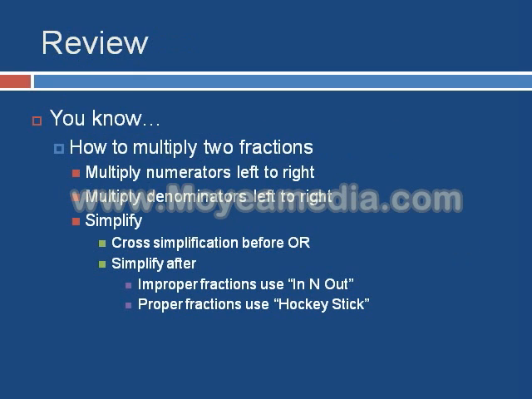We already know how to multiply two fractions. We multiply the numerators from the left to the right, and then we multiply the denominators from the left to the right. After that, we have to simplify, and we can do that with cross multiplication before, or we can simplify after. For example, if the fraction is improper, we use in and out. If the fraction is proper, we use a hockey stick method.